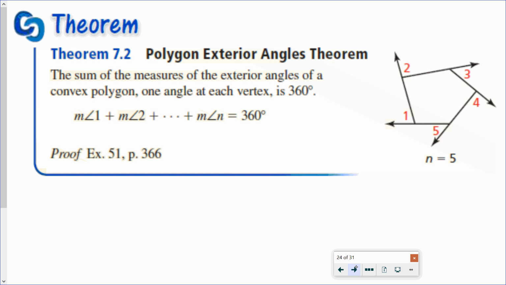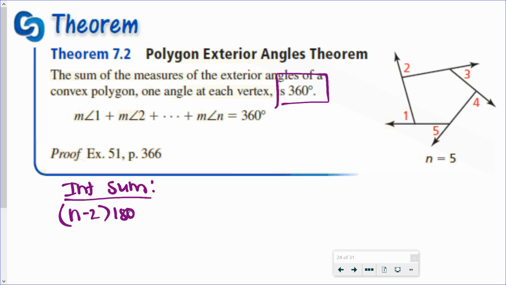Okay, this is the one I was talking about earlier. I was jumping ahead of myself. So the Polygon exterior angles theorem, go ahead and fill this part in. The sum of the measures of the exterior angles of a convex polygon, one angle at each vertex, is 360 degrees. So the interior sum is trickier because you have to take n minus 2 times 180. But the exterior sum, guess what? There is no math work to do other than to say, well, guess what? No matter what, it's 360. Okay? When you add up all of the exterior.